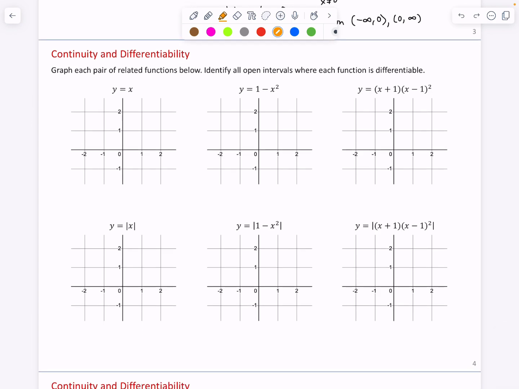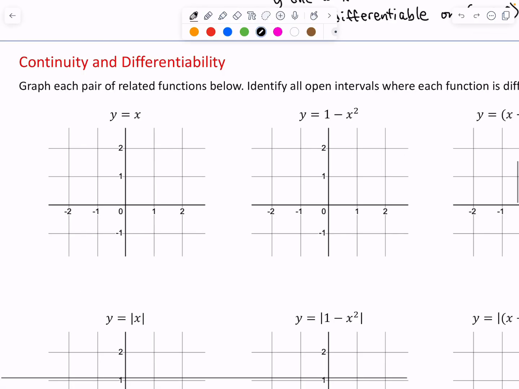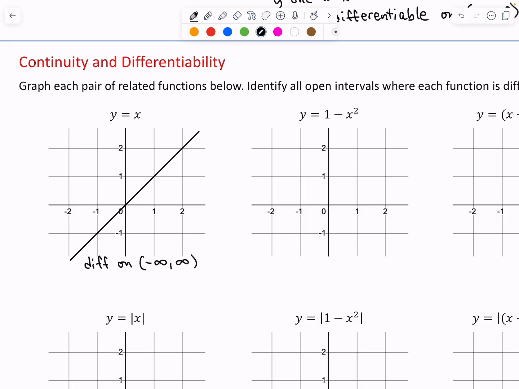Graph each pair of related functions below. Identify all open intervals where each function is differentiable. Okay, the first case, y equals x. This is a line with slope 1 going through the origin. This function is differentiable everywhere. The tangent line exists and has a slope of 1 no matter which x you pick. So it's differentiable on negative infinity to infinity.